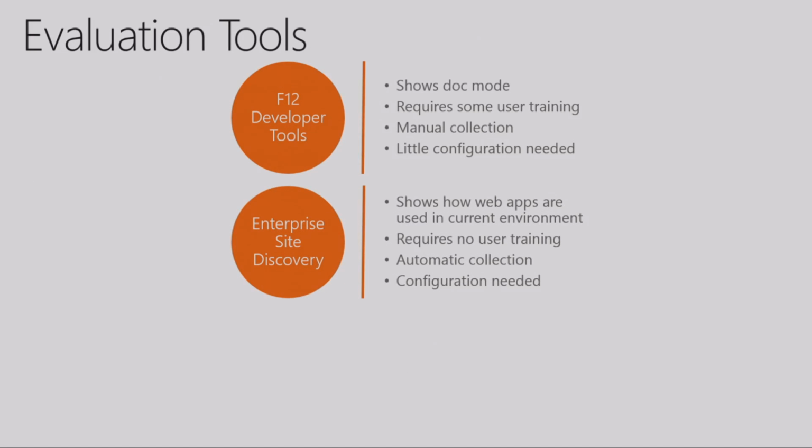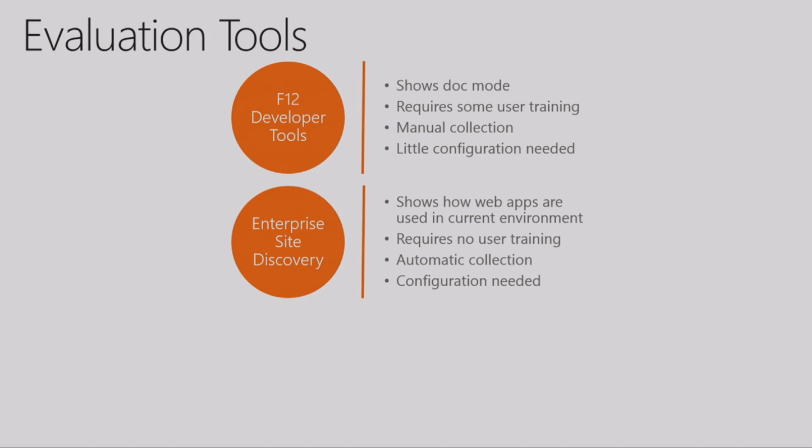So the second is a tool that we introduced a few years ago called the Enterprise Site Discovery Toolkit. Now, as I mentioned before, the F12 developer tools is great for a one-off situation. However, for a more scalable approach, if you have hundreds, if not thousands of sites being used in your enterprise today, internal LOB applications, this isn't very feasible, even for a team of people.